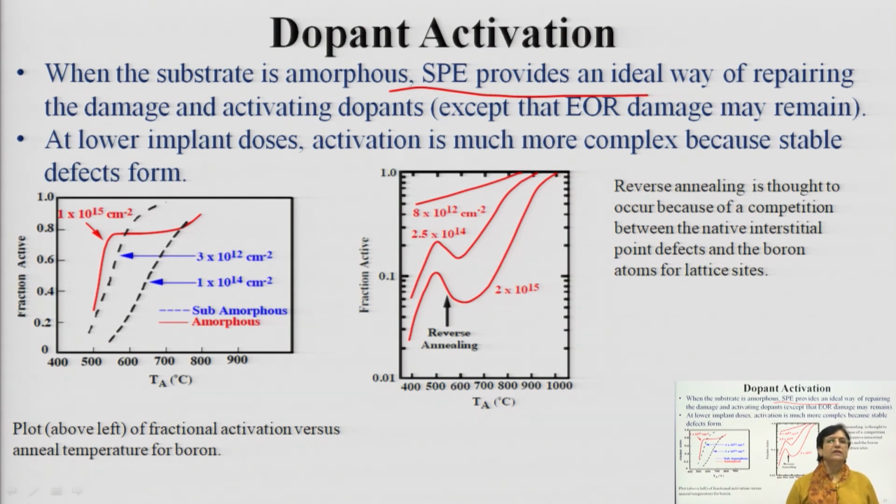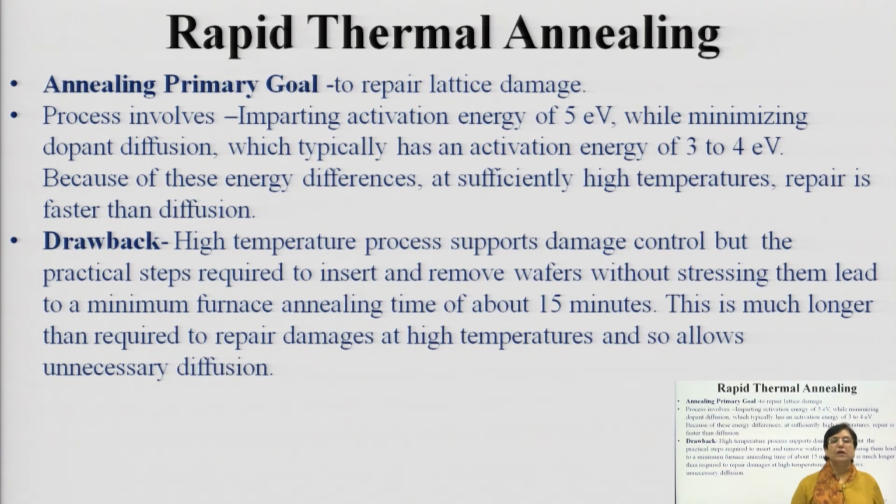At lower implant doses, activation is much more complex, because stable defects are formed; whatever defects are formed, they are stable in nature. So, they have very little energy. If it is high energy, you can activate and dislodge them very easily, but for low energy defects it is very difficult. So, you need to take extra precaution and try to stop them, and therefore you need to go for annealing. Now, what is this annealing?